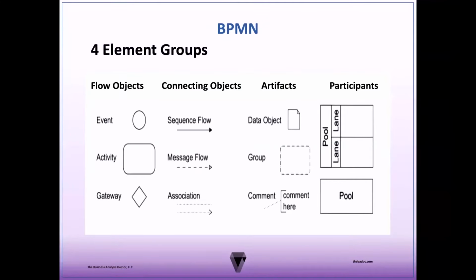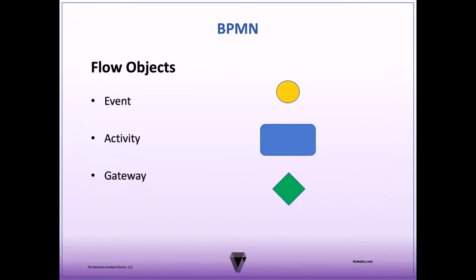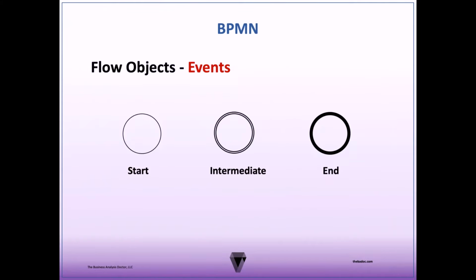There are 4 main element groups in BPMN. This includes flow objects, connecting objects, artifacts, and participants. Flow objects include events, activities, and gateways. The first type of flow object we'll look at is events. An event is something that happens during a process. They affect the flow of the process and usually have some trigger or impact.